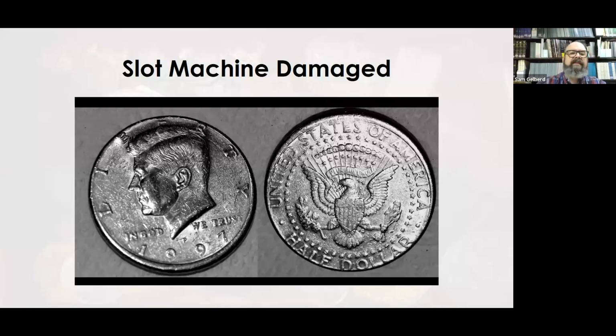This one, a 1997-P half dollar, actually looks like it was struck off center. Shame that that one got caught in a slot machine. That would have been a nice little off center error for someone.